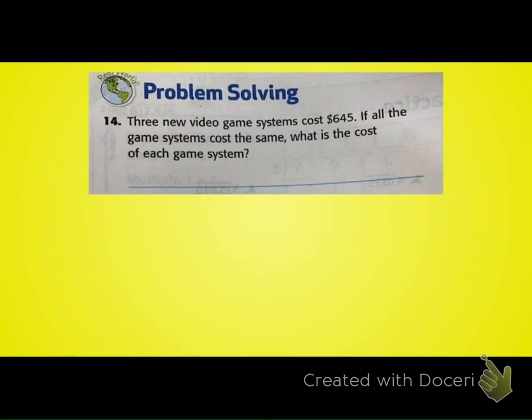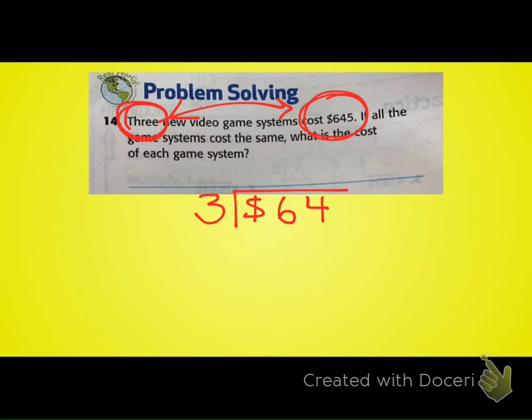All right, so let's solve this. So what we need to know, there are 3 video games, and they cost this amount of money. So we are taking that amount of money, that's $645, and we're dividing it among the 3 different systems, right? So let's set that problem up. We have 3 systems. It costs a grand total of $645. Again, divide, multiply, subtract, bring down. Let's go ahead and solve this.